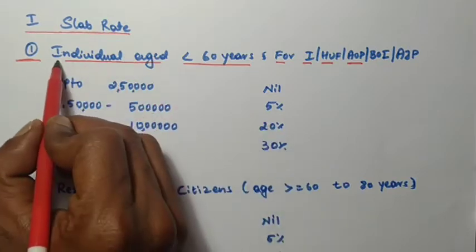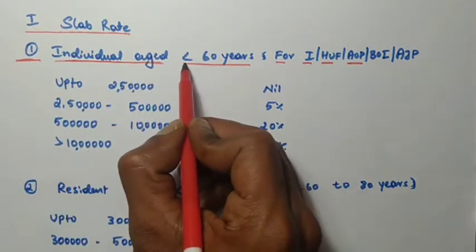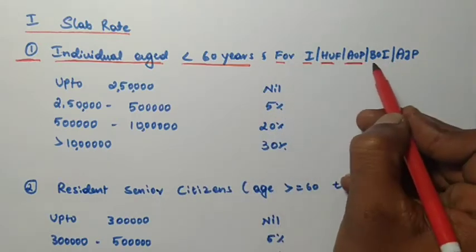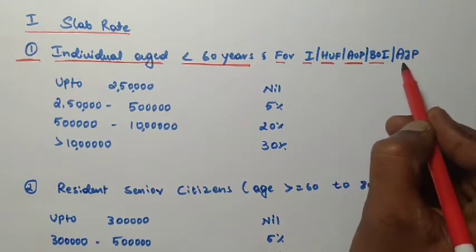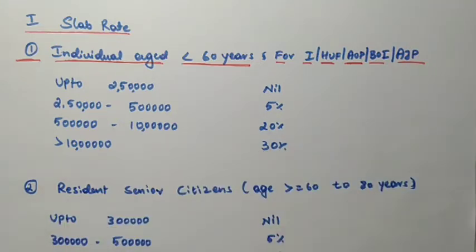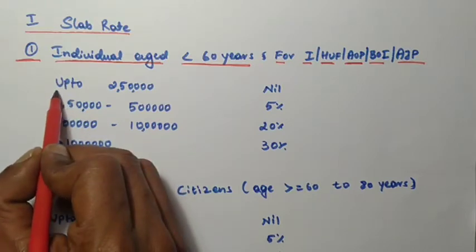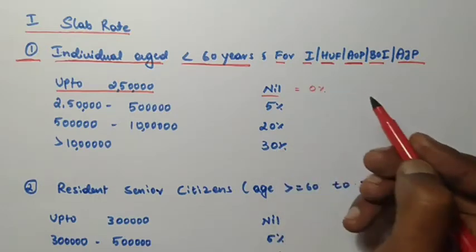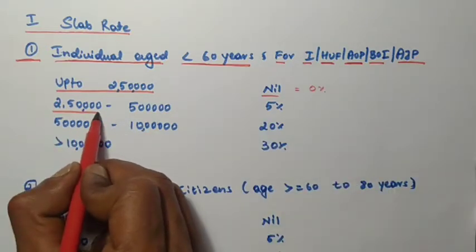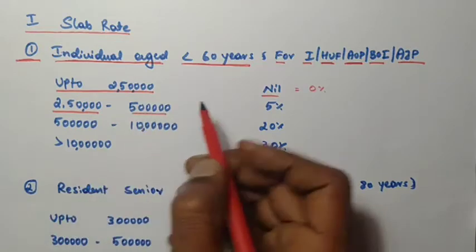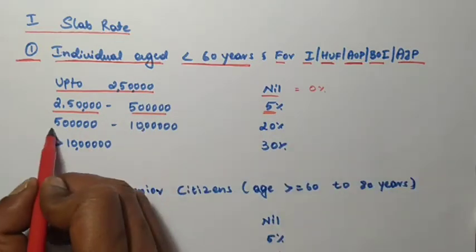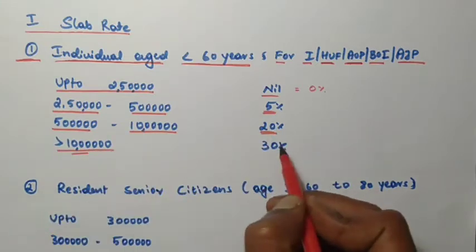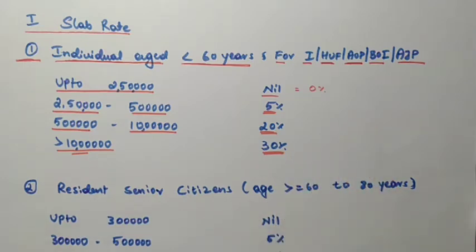First slab rate is for individuals aged below 60 years and for HUF, Association of Persons, Body of Individuals and Artificial Judicial Person. For these persons, up to 2.5 lakh is nil rate of tax, that is 0%. From 2.5 lakh to 5 lakh, 5%. From 5 lakh to 10 lakh, 20%. Above 10 lakh, 30% of basic tax.